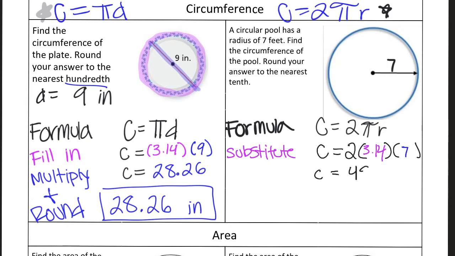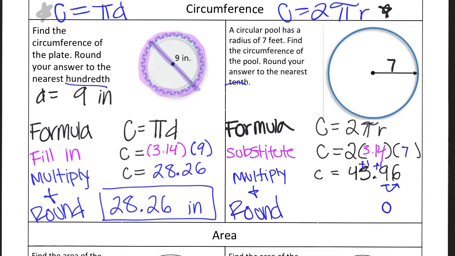Is 43.96. So all we're doing here is we multiplied. And now we're going to round. I round to the nearest tenth. Well, the 9 is in my tenths place. I look next door. It's bigger than 5, so I add one more. 9 plus 1 is 10. Carry the 1. 3 plus 1 is 4. Okay. So our circumference is 44 feet.